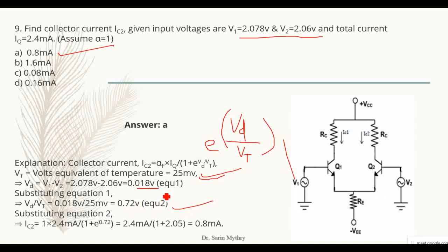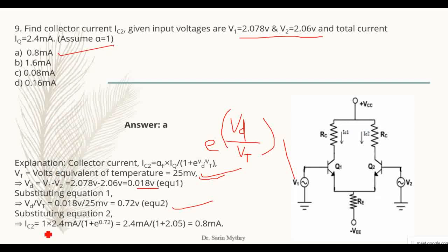Now you substitute this value in this equation. When you substitute this value in the equation, you get IC2 equal to alpha. What is that alpha? Alpha value is already given to us. Alpha value is equal to 1, it is given. That is 1 into, what is the value of IQ? IQ is given to us. IQ is equal to 2.4 milliamperes.